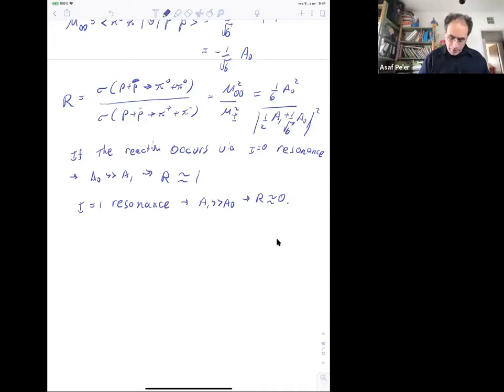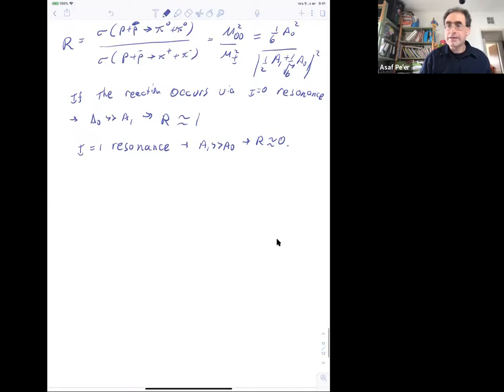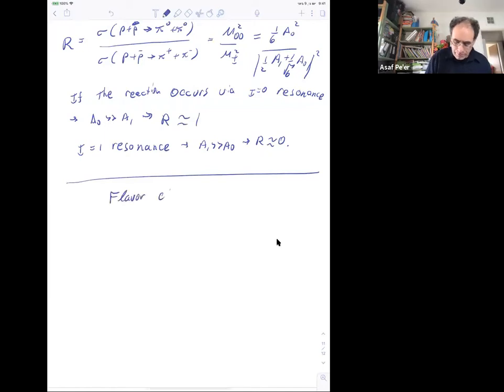Okay. Now I want to use the next half an hour or so that we have to speak about the flavor change in the weak interaction, the so-called GIM mechanism, after Glashow et al.